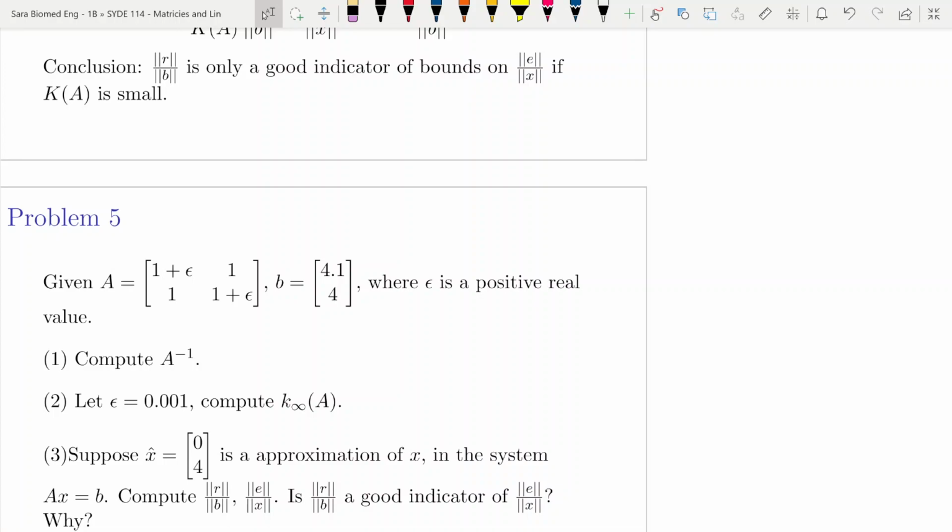Yes, so we can solve the system by multiplying B by A inverse. Isn't it like this? And we already solved A inverse, so what we're going to get is minus 1.4, 1.6, 2.